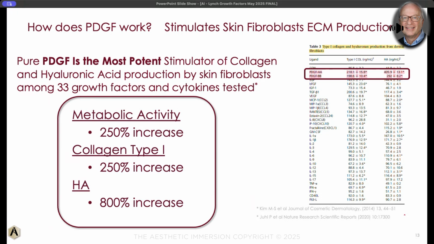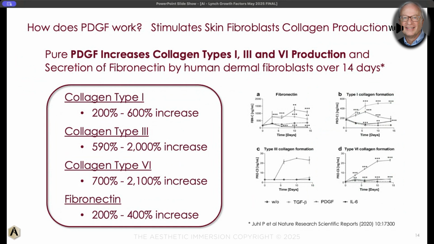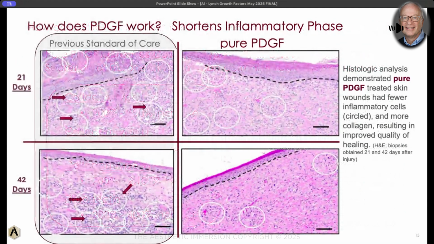Next slide. And then this looked at what the different types of collagen were that were being expressed or produced, types 1, 3, and 6, and fibronectin. And again, this is a third different study. In this study, they reported up to a 600% increase in type 1, a 2,000% increase in type 3 and type 6 collagen, and a substantial increase in fibronectin as well. Wow, that's amazing. Next slide.